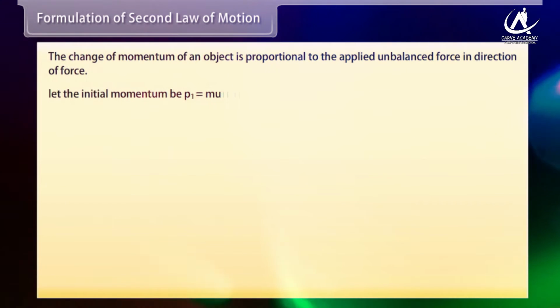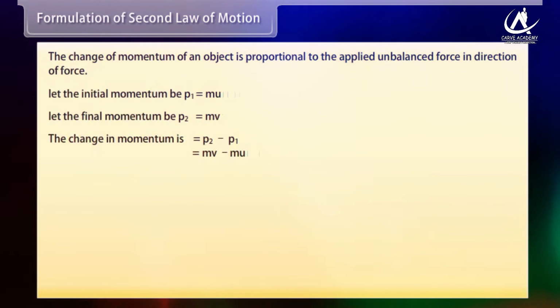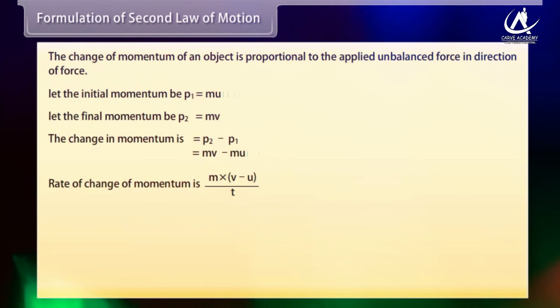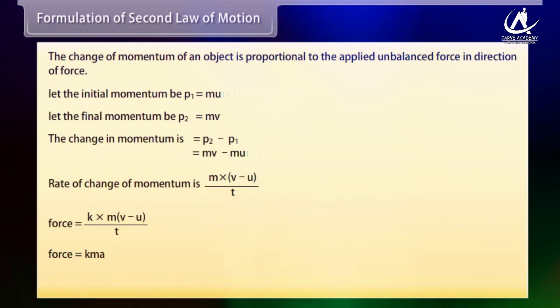Let the initial momentum be P1, which is equal to mu. Let the final momentum be P2, which equals mv. The change in momentum is P2 minus P1, which equals mv minus mu. The rate of change of momentum is m into (v minus u) whole upon t. Force is equal to k into m into (v minus u) whole upon t. Force is equal to kma, where k is the proportionality constant.